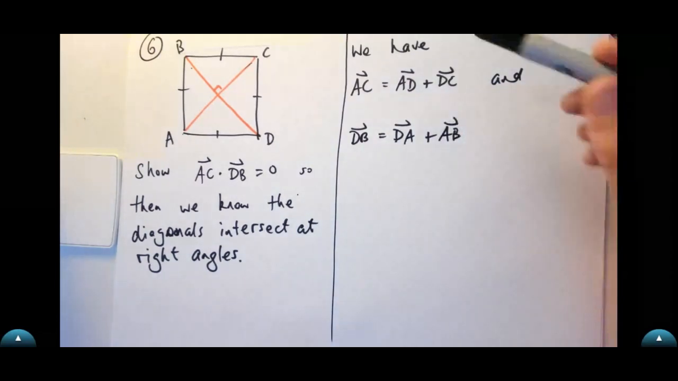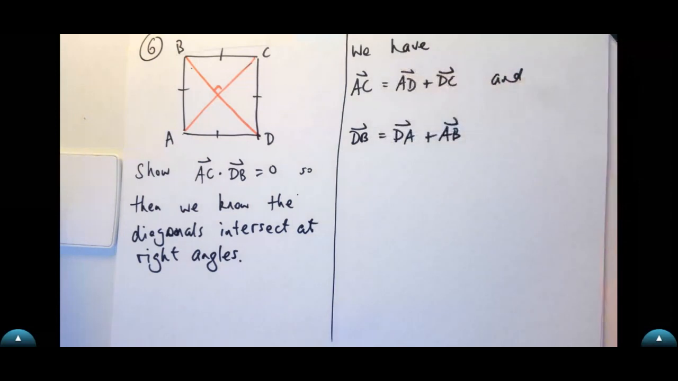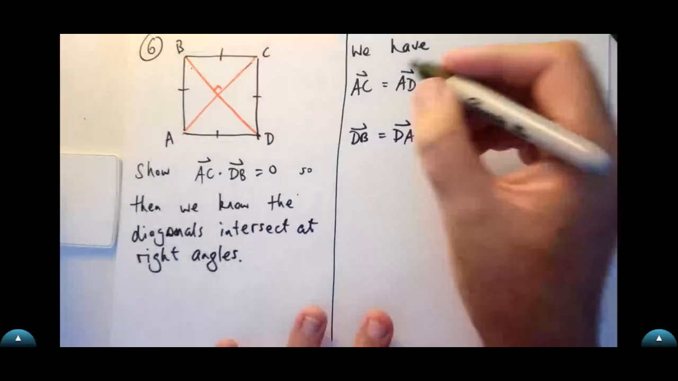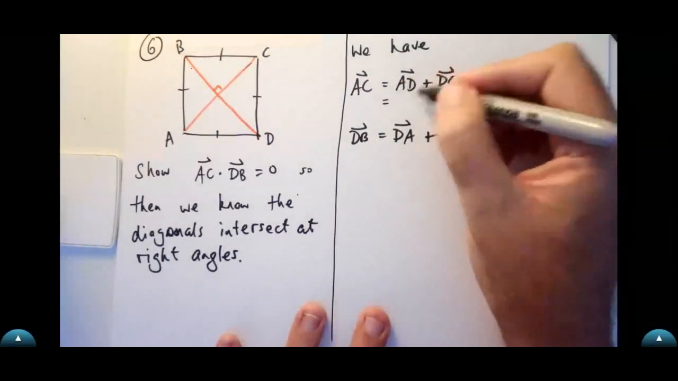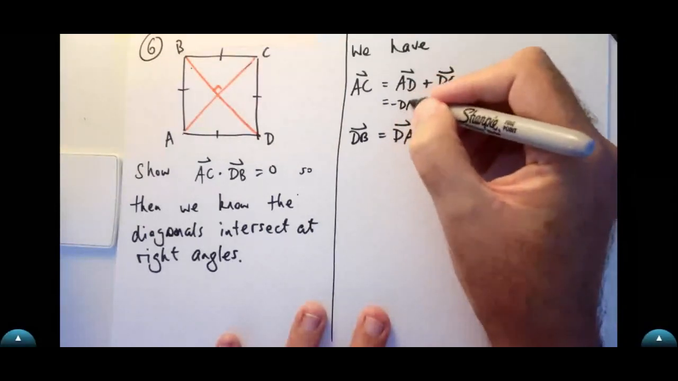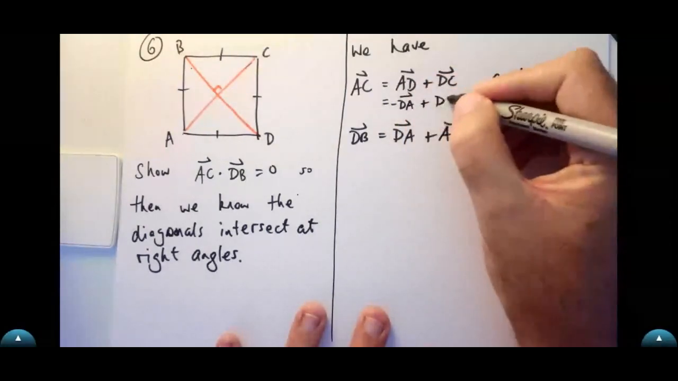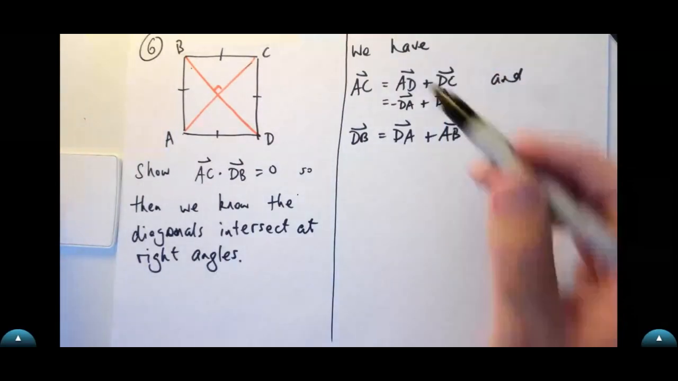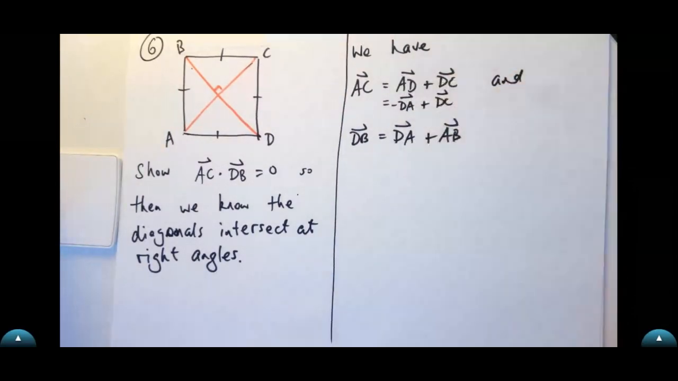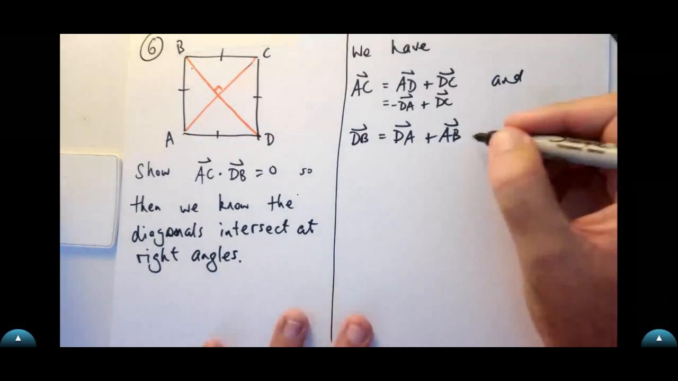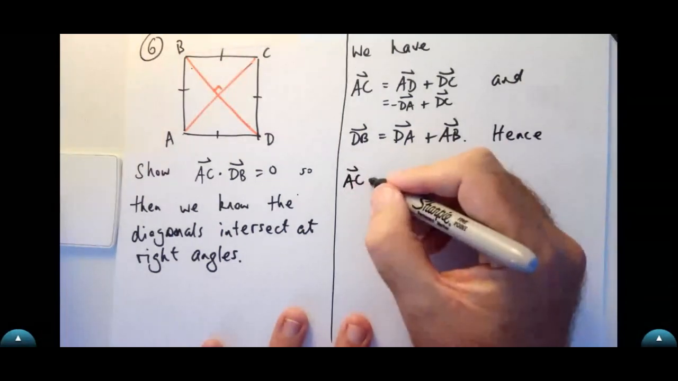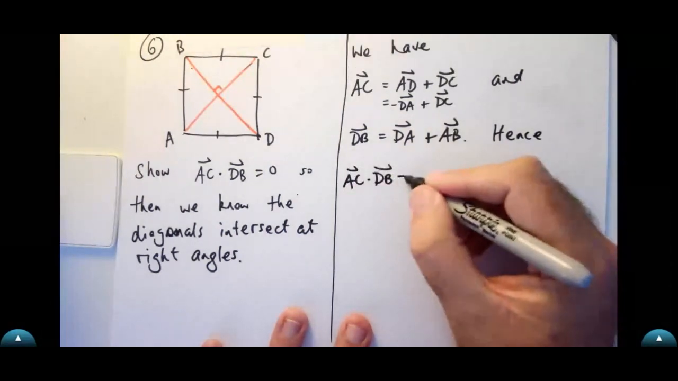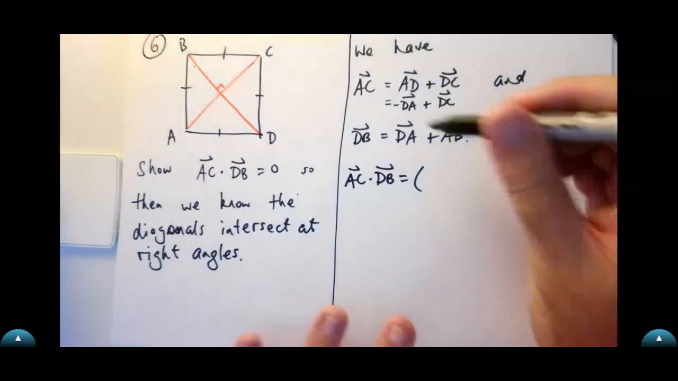Okay, now when we take the dot product of these two things, we're going to want to get some cancellation, as you can see. So what I'm going to do is just express this first part in terms of dA. Okay, you don't have to do that up here, but it's just nice to do that. So now when we take the dot product of these two things, we're going to get the cancellation that we want. Hence, let's do it.